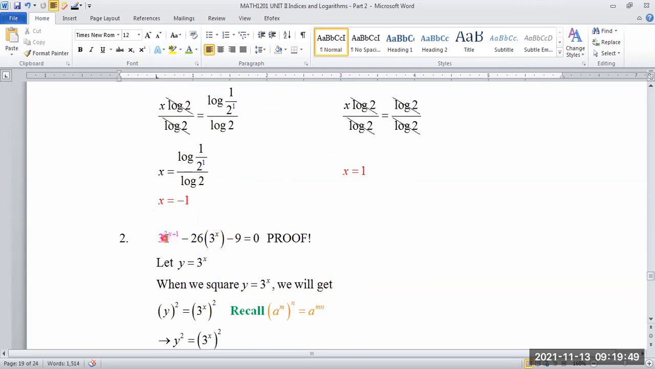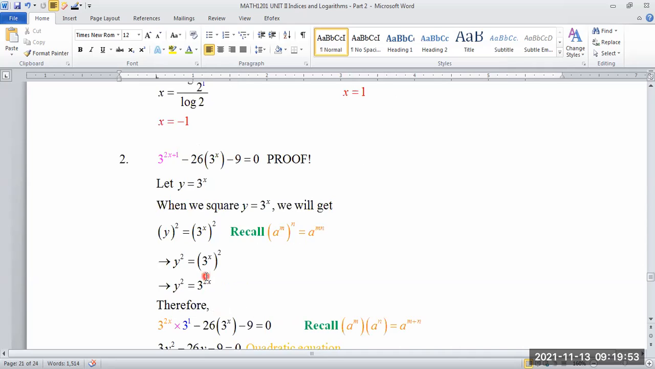You see where you see the 2x plus 1? You are going to break it up into 3 to the 2x times 3 to the first. So this term here is going to be broken up into this term here. Sir, why did you break it up? And how did you break it up?